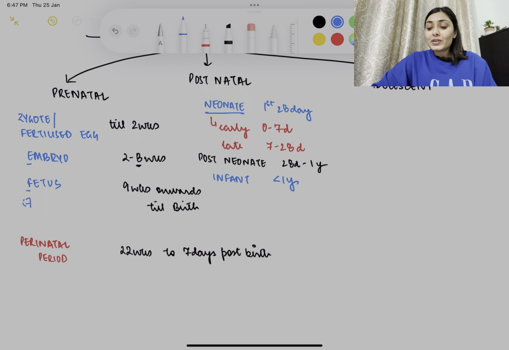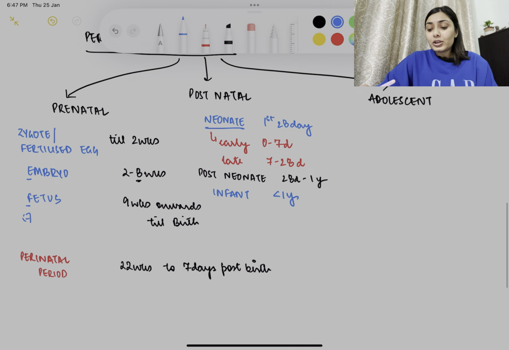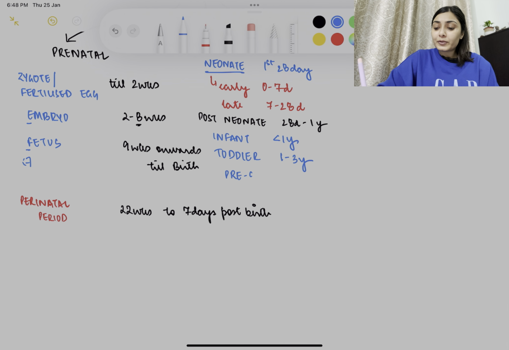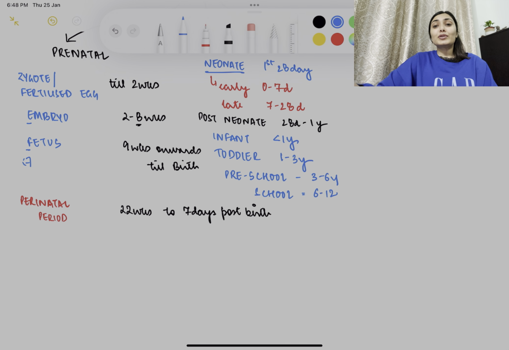After infancy, the child becomes a toddler. A toddler is 1 to 3 years. Then it's preschool age, which is 3 to 6 years. Then comes the school going child, that is 6 to 12 years.